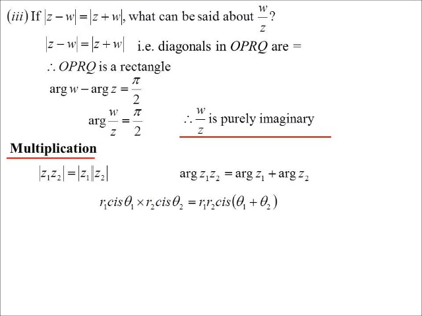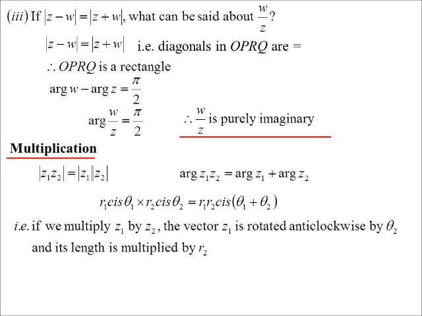So if we multiply Z1 by Z2, if we think of our vector, vector Z1 will be rotated anti-clockwise by whatever the argument is of the other one, so by theta 2. Whatever its argument is, will rotate that vector. Its length will be stretched or shrunk depending on what we're multiplying by. It'll basically be multiplied by the modulus of the other vector. So if the other vector had a length of 1, then it would stay the same. If it had a length bigger than 1, the vector would get longer. If it had a length smaller than 1, we'd be multiplying by a fraction, so it'll get shorter.